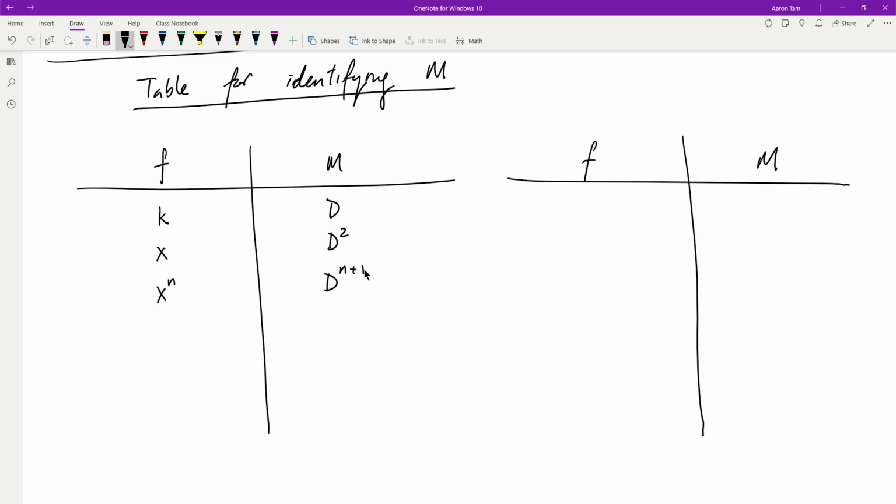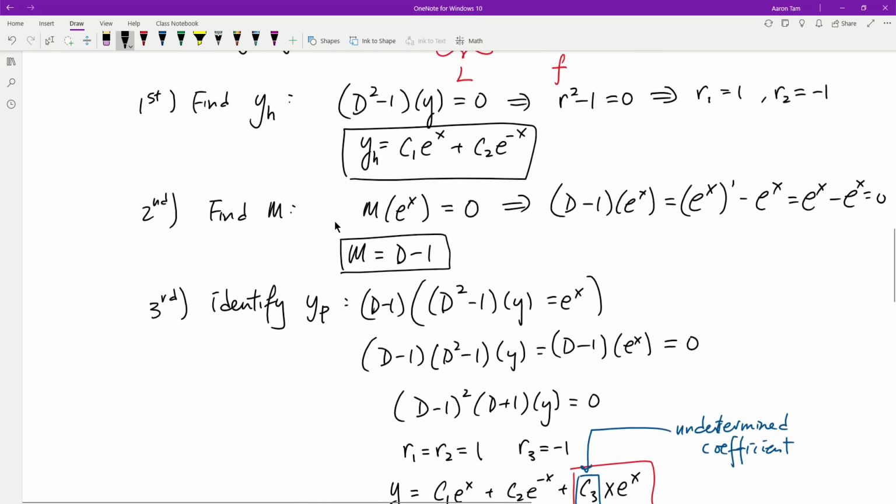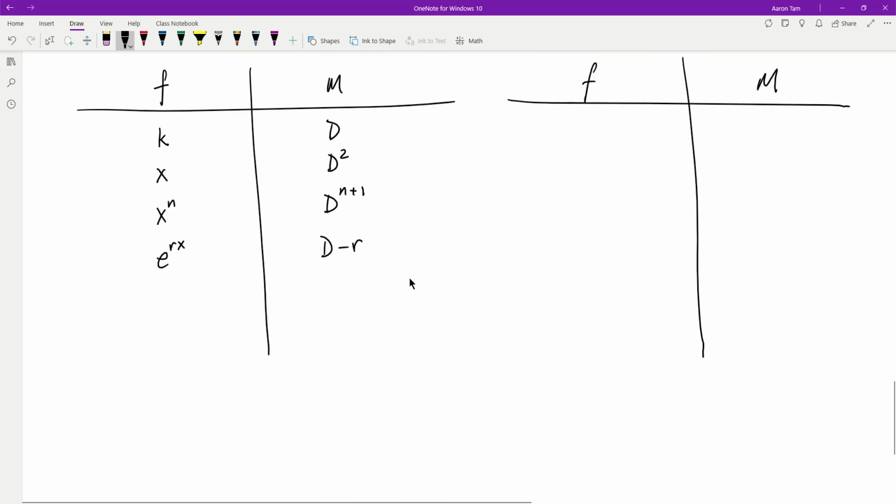Now, what happens if you have the exponential e to the rx? That would give us the differential operator D minus r. Notice that is what we did right here. We have e to the 1x, therefore the linear operator is D minus 1. Now, what if you have x e to the rx? That indicates that you have a repeated root. So that becomes D minus r squared.